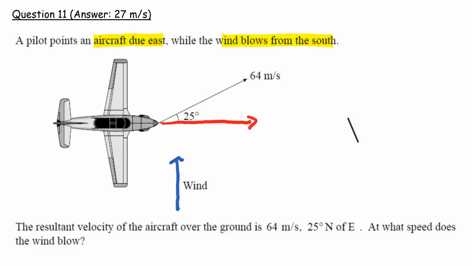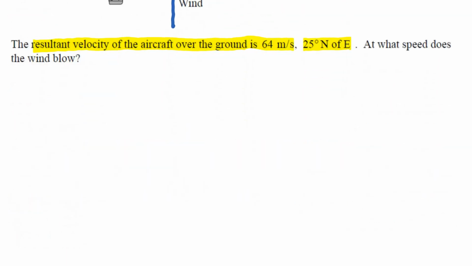Because the wind is blowing from the south, the resultant velocity of the aircraft over the ground is now 64 meters per second, going 25 degrees north of east. That is displayed by this green vector. Based on my diagram, I have 3 vectors, one in green, one in red, and one in blue, and we need to construct a right angle triangle and find the magnitude of the wind vector there.